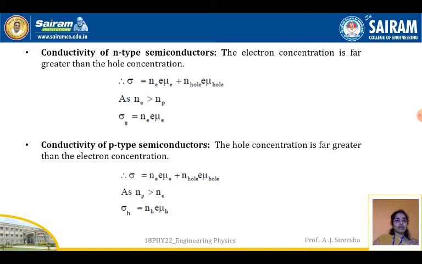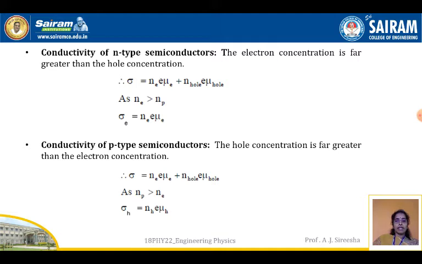So the electron concentration is far greater than the hole concentration. Therefore sigma is equal to Ne e mu e plus Nh e mu h. That means Ne is the concentration of electrons, Nh is the concentration of holes. In an n-type semiconductor we know that the majority charge carriers are electrons, therefore Ne is greater than Nh, the holes. So sigma is equal to Ne e mu e.